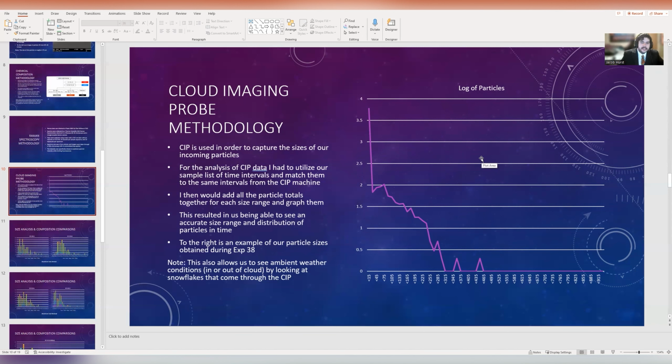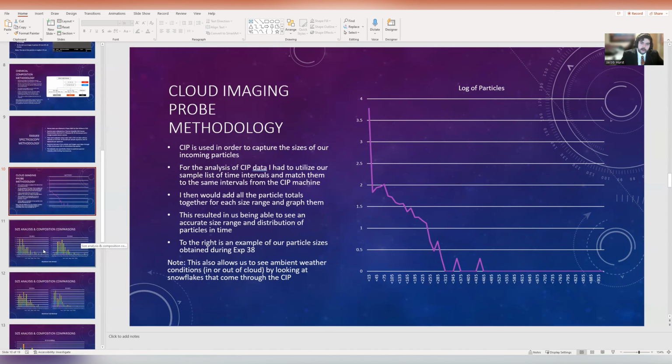And this actually allows us to see what the ambient weather conditions are. Basically, if we're in or outside of a cloud by looking at snowflakes that come through the CIP. So water droplets and stuff would typically make these bigger spikes in size, right? So if there's a lot of spikes in size over here, then obviously we are in a cloud, or precipitation is coming down our intake.